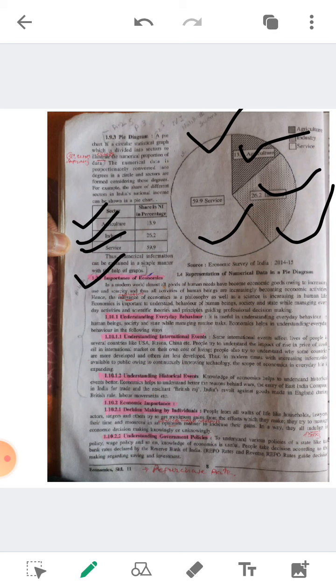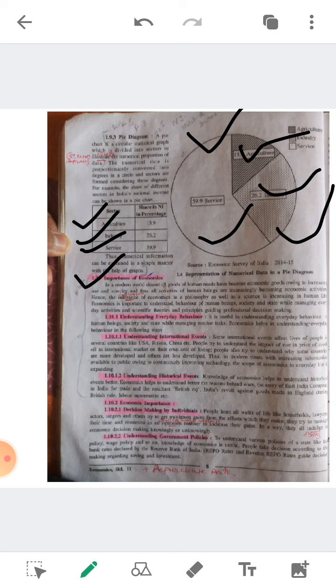Understanding international events. Some international events affect lives of people in several countries like USA, Russia, China, etc. People try to understand the impact of rise in price of crude oil in international market on their own cost of living. People also try to understand why some countries are more developed and others are less developed. Thus, in modern times, with increasing information available to the public owing to continuously improving technology, the scope of economics in everyday life is expanding. Second, understanding historical events.